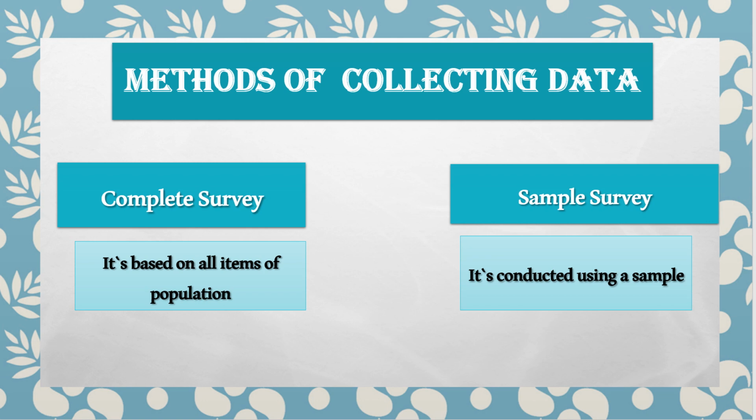Methods of collecting data. We have two methods for collecting the data: complete survey and sample survey. Complete survey is based on all the items of the population. Complete survey means the population: we take all the objects, all the items of the population. Sample survey means a portion or part of the population, so it's conducted using a sample method.